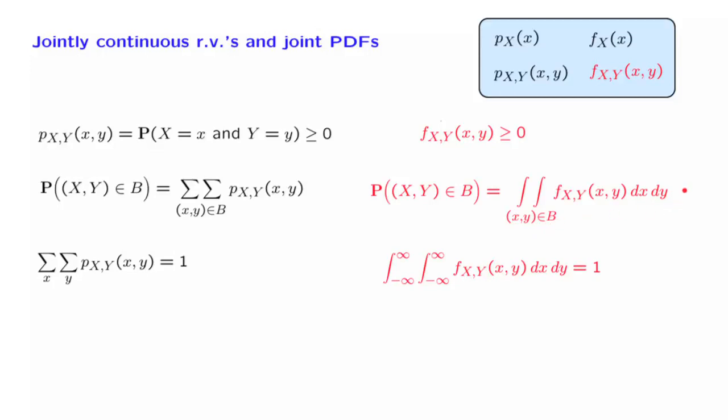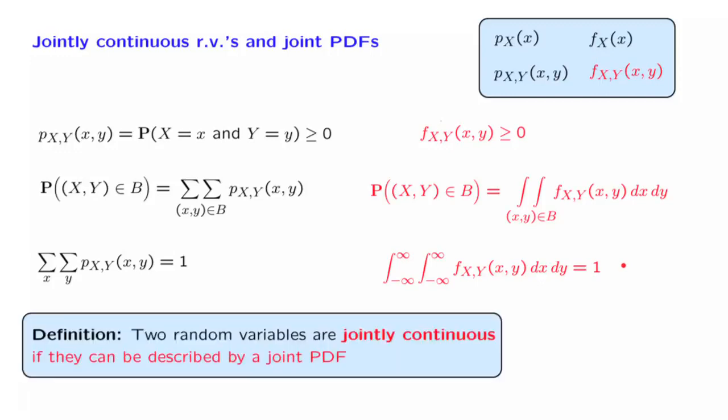Now, this relation here, this calculation of probabilities, is not something that we are supposed to prove. This is rather the definition of what a joint PDF does. A legitimate joint PDF is any function of two variables which is non-negative and which integrates to 1. And we will say that two random variables are jointly continuous if there is a legitimate joint PDF that can be used to calculate the associated probabilities through this particular formula.